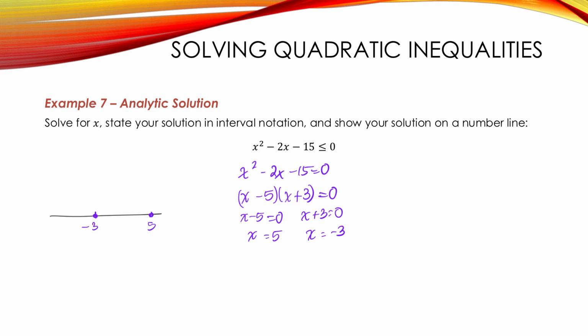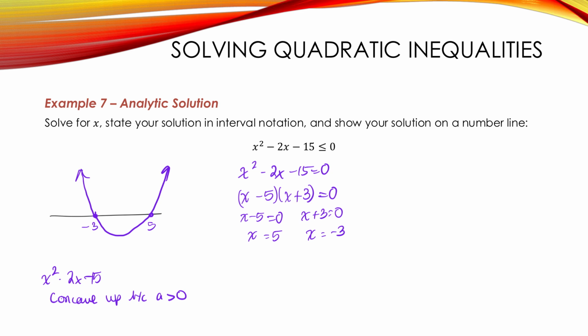X squared minus 2x minus 15 is going to be concave up because a, the leading coefficient, is greater than 0. It's positive, which means if it's concave up, its vertex has to fall under this axis. So it has to look like this. So it has to be pointed up.